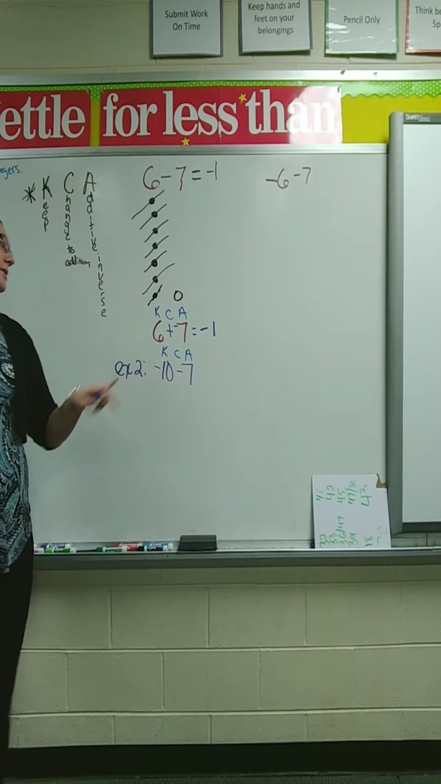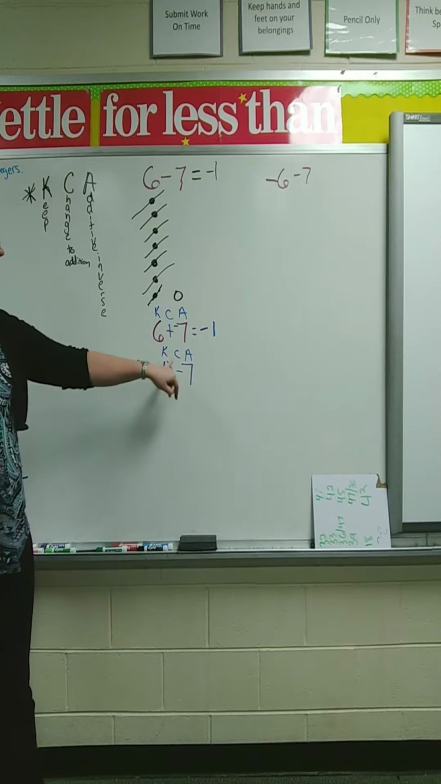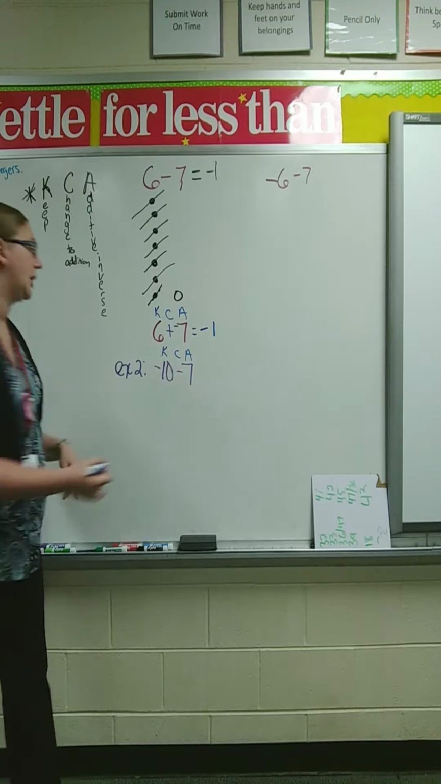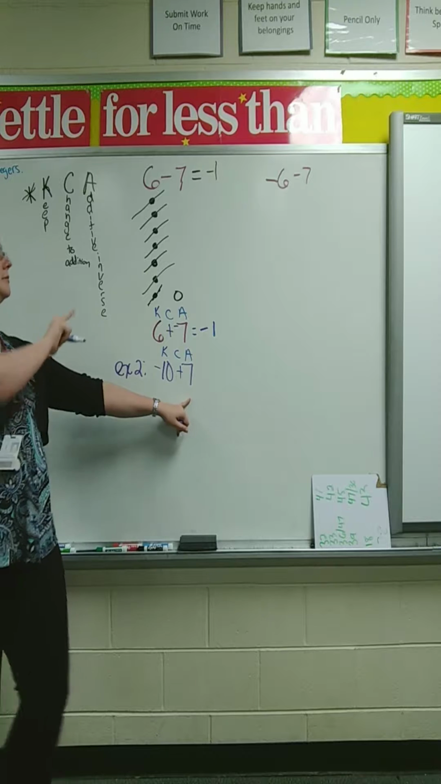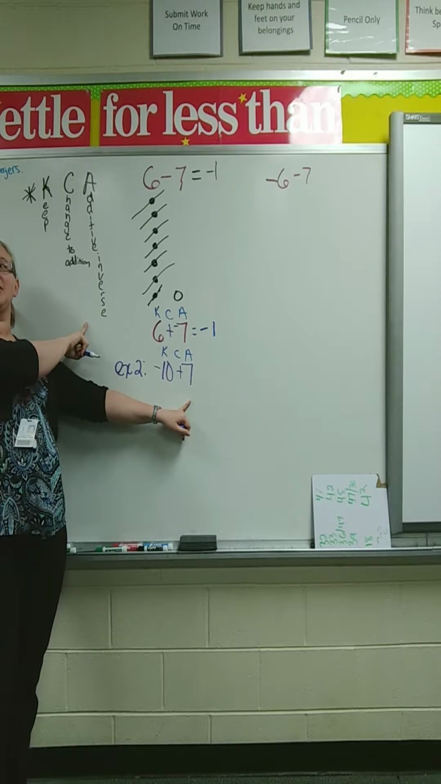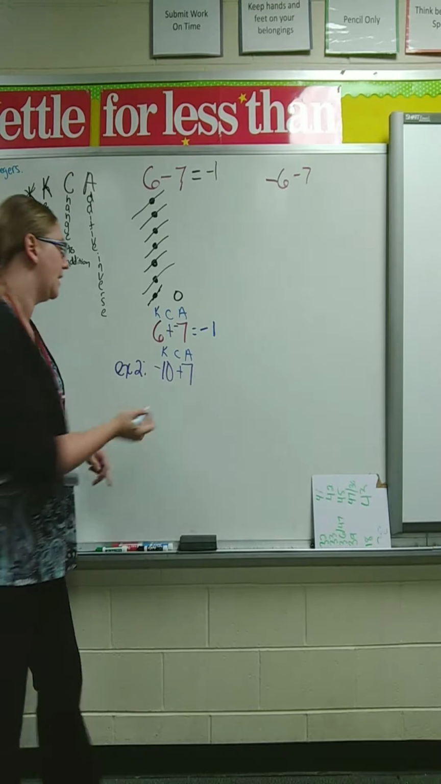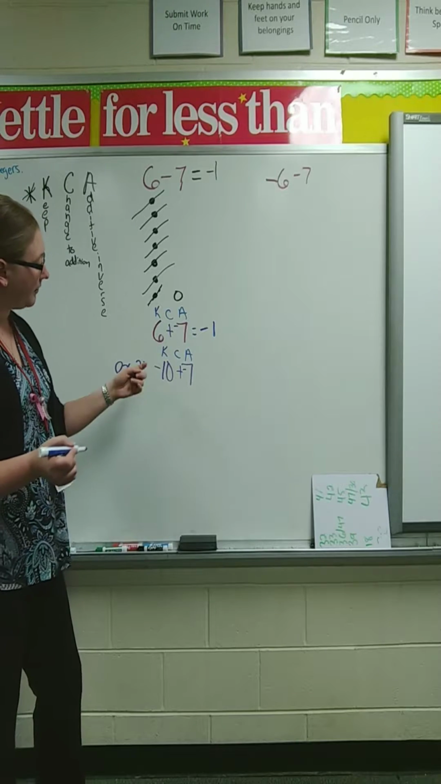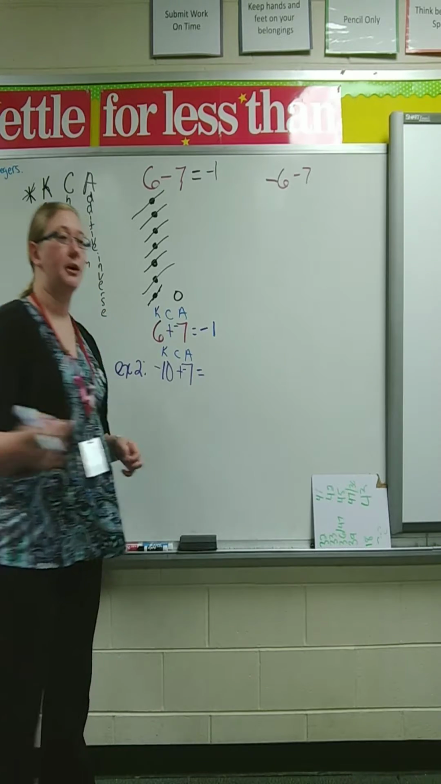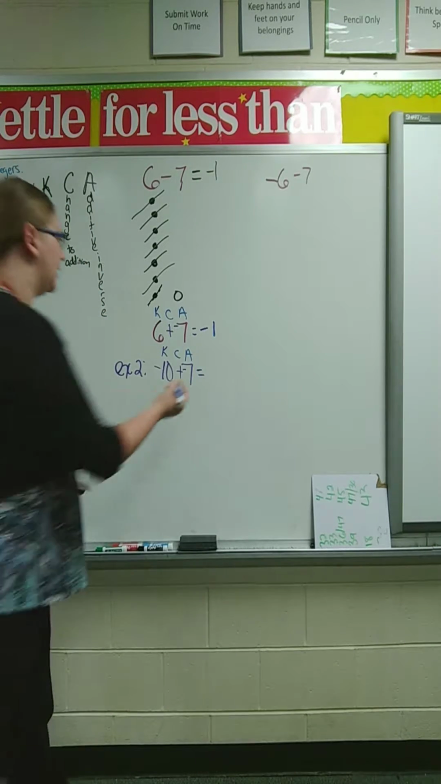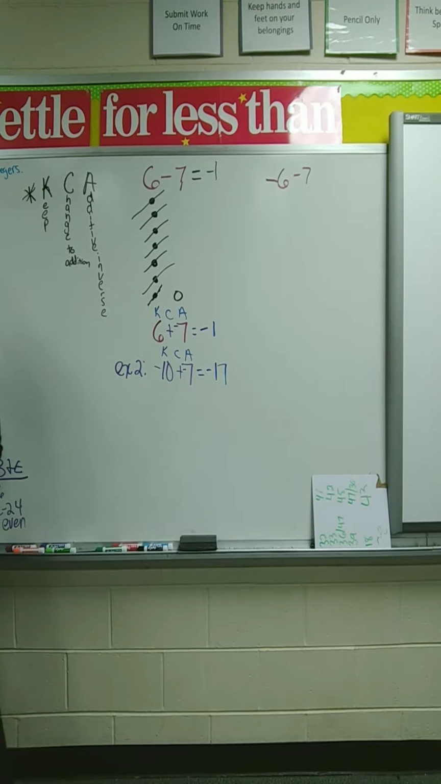And when I KCA it, what does the K tell me to do? Keep. I'm going to keep the -10 just the way it is. What does the C tell me to do? Change to addition. What does the A tell me to do? Add the additive inverse. Okay, what is the additive inverse of a positive 7? -7. Now I have a negative plus a negative. That's easy peasy. A negative plus a negative will give me what kind of answer? Negative. 10 plus 7 is? 17. So now I have -17.